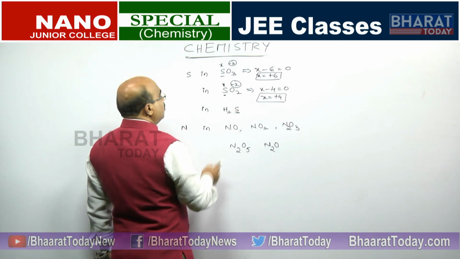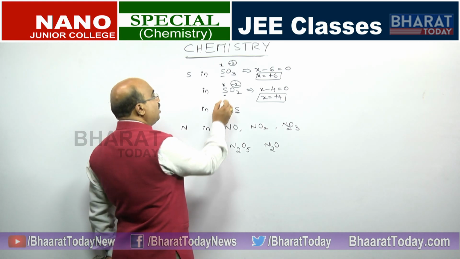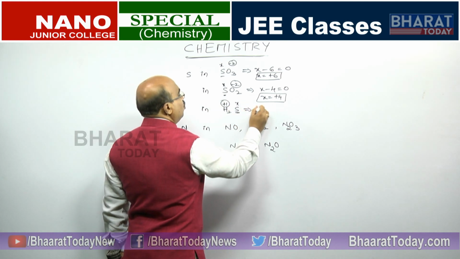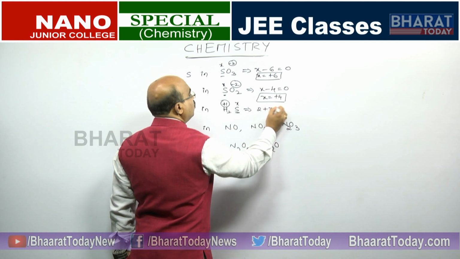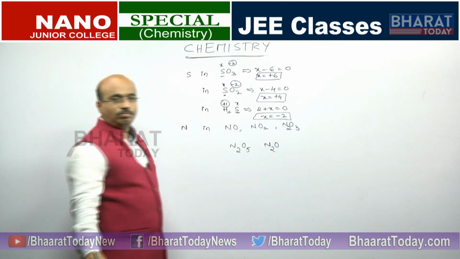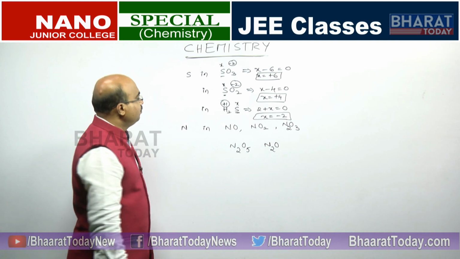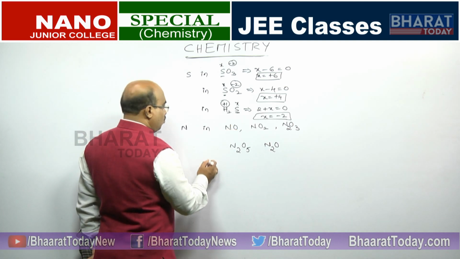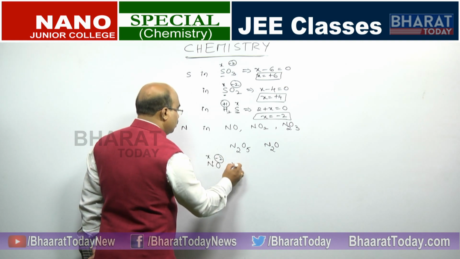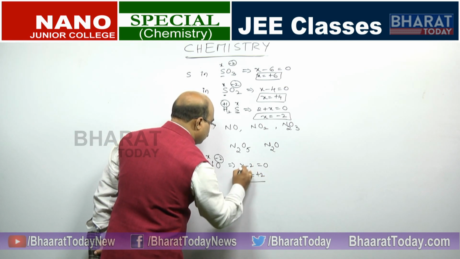What about H2S now? Hydrogen is not bonded to a metal, so hydrogen should be taken as +1, and sulfur is X. So 2 plus X is equal to 0, X is equal to -2. Now, next nitrogen. In NO, oxygen is taken as -2, nitrogen is X. So X minus 2 is equal to 0, X is equal to +2.